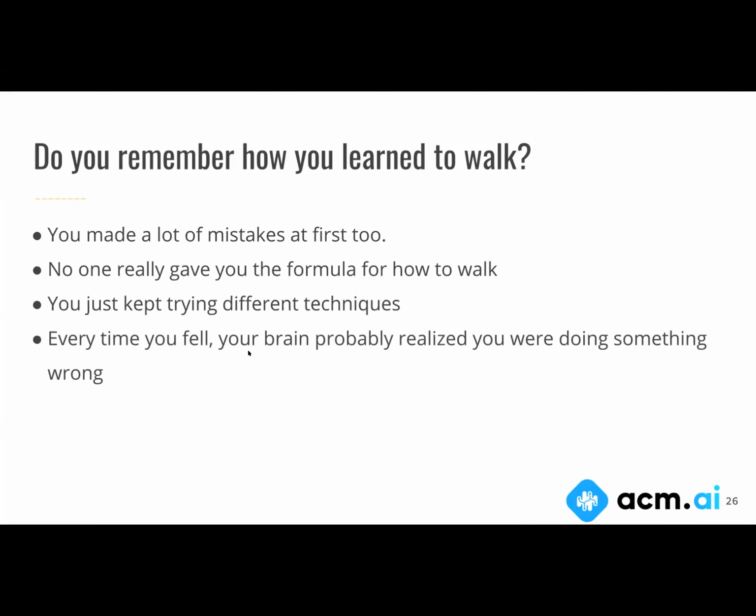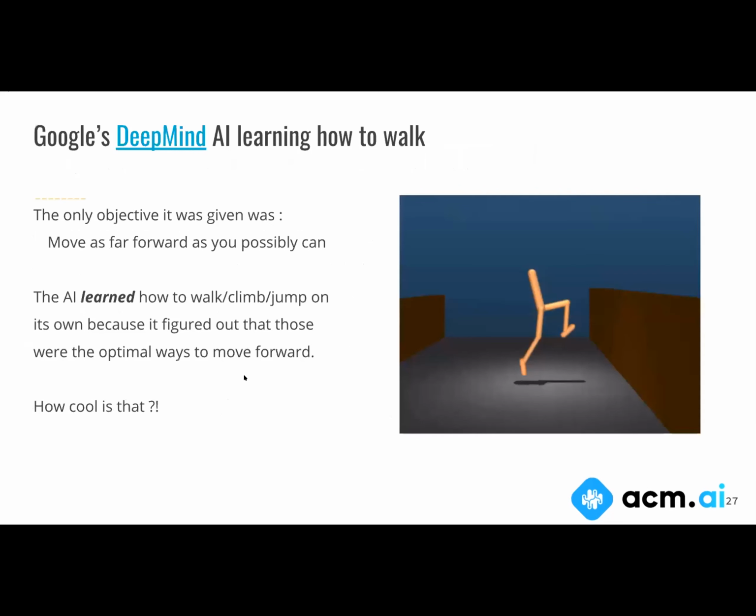Every time you fell, your brain realized that you were doing something wrong. Obviously this happened subconsciously because you were still really young at that point. And eventually, after many trials and errors, you took your first step. Hooray. All right, let's actually look at how Google's DeepMind learned how to walk, because I thought it was pretty interesting.